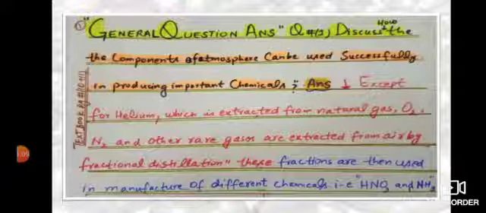First of all, in your textbook, page number 10, 11, there is a general question provided. This topic is mostly a general topic, but most of the time a question may also come in papers from this topic. The question is: discuss how the components of the atmosphere can be used successfully in producing important chemicals.